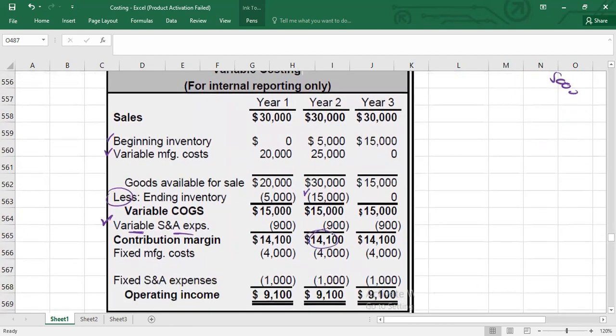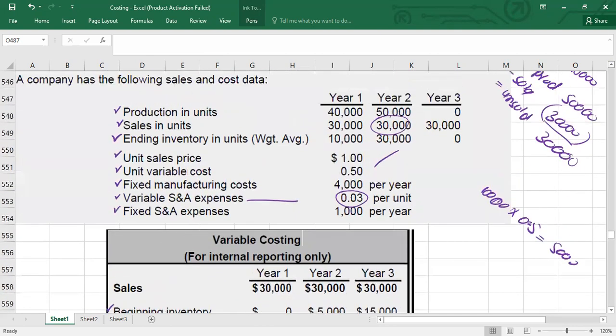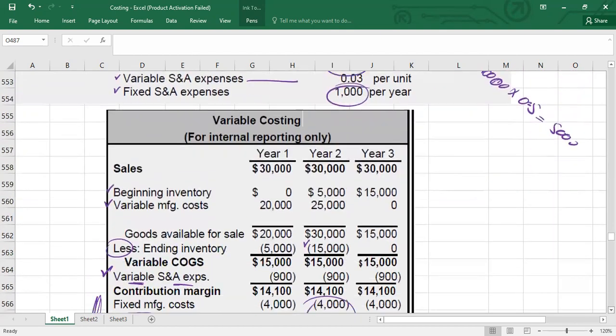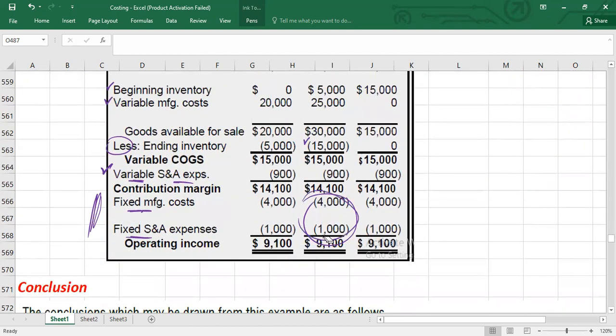And from there, guys, you have to subtract all fixed costs, and there are two: fixed manufacturing and fixed selling. It is given in the question, 4,000 and 1,000. You can just cross-check. So 4,000 is the manufacturing, 1,000 is the non-manufacturing, so total fixed cost is 5,000. If you subtract 5,000, you will get the operating income. For year 1 and 3, you can do it by yourself. Okay, now here we have a conclusion.